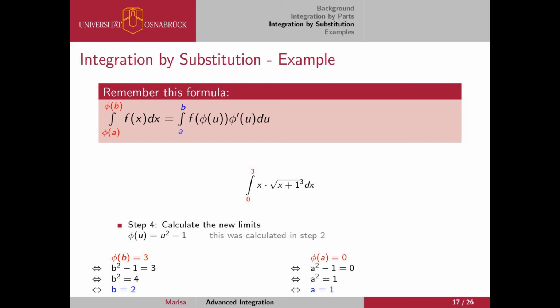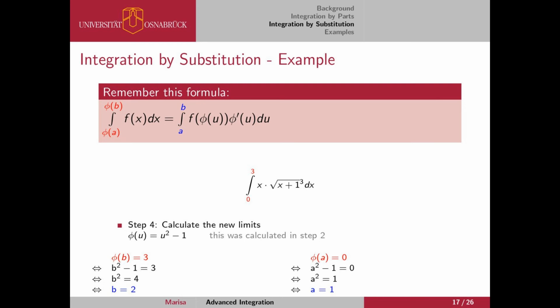So if we know that phi of b equals 3 and that phi of b equals b squared minus 1, then b squared minus 1 equals 3. All we need to do now is to solve this equation for b. So we bring the 1 to the right side and take the square root. And we will end up with b equals 2. For a, we do the same. So we have a squared minus 1 equals 0, and then bring the 1 to the other side, take the square root, and finally we'll end up with a equals 1.